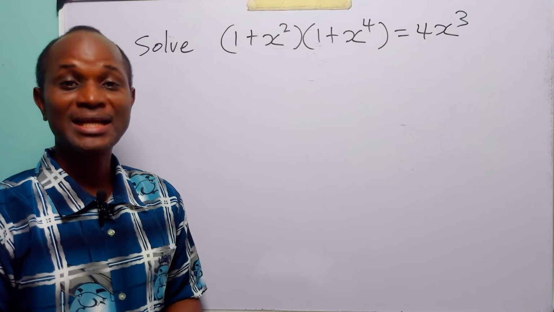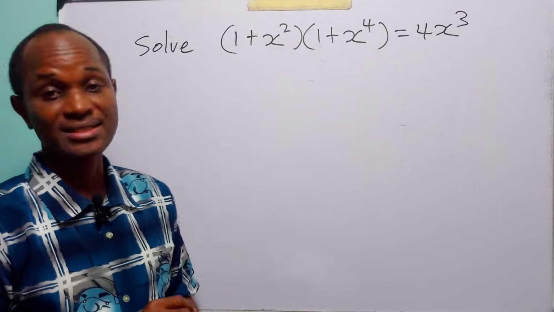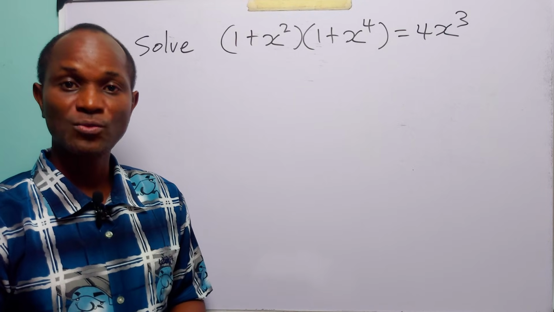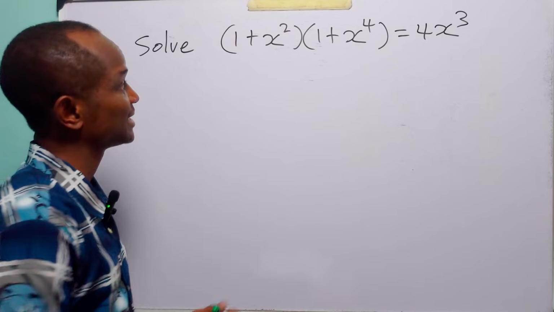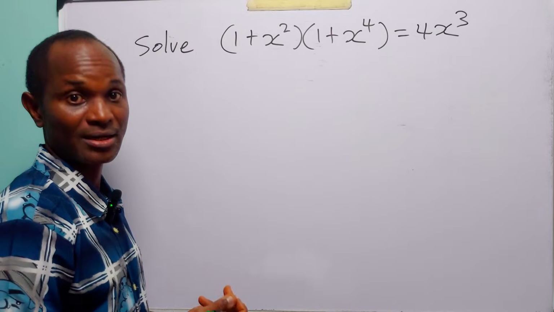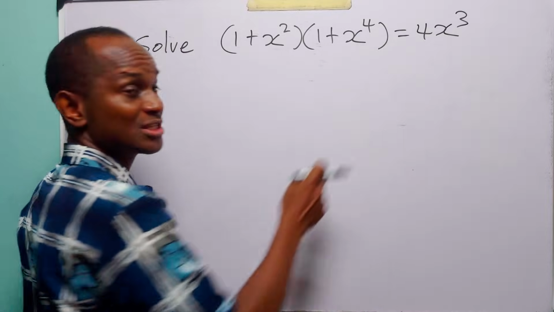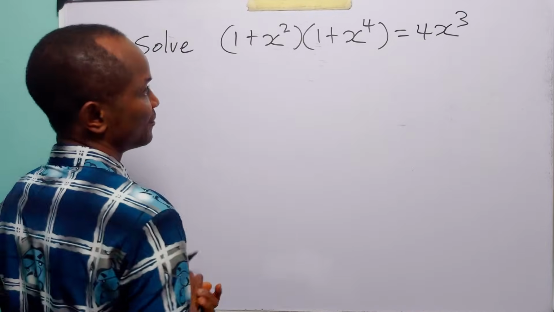Hello and welcome. In this math tutorial, our task is to find the real values of x that satisfy this equation. Now, one way of solving this problem is to start by dividing both sides of this equation by x to the power 3. Of course, from this original equation, you can see that x equal to 0 is not a root of this equation.